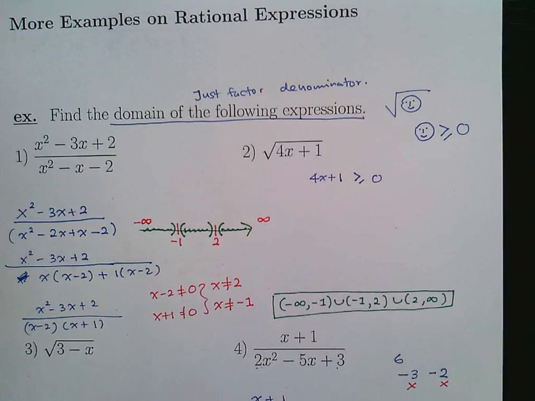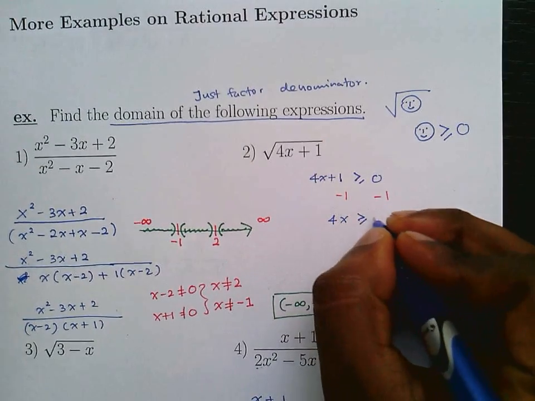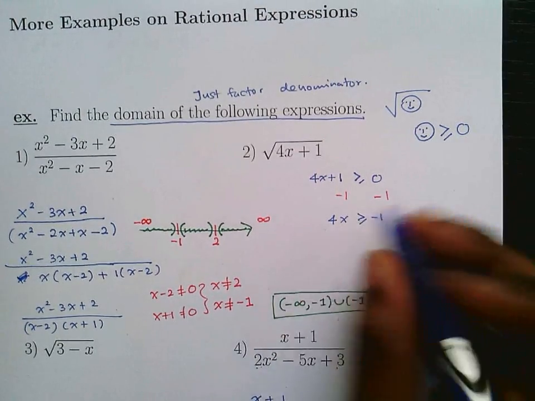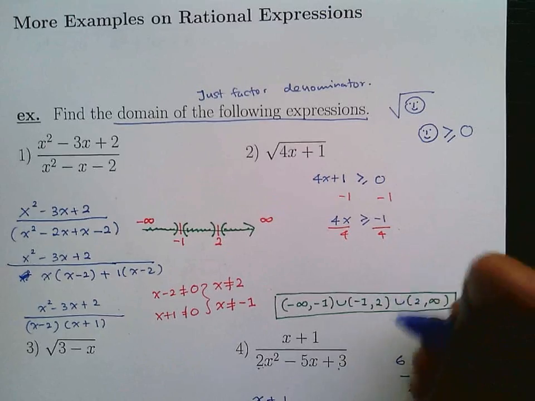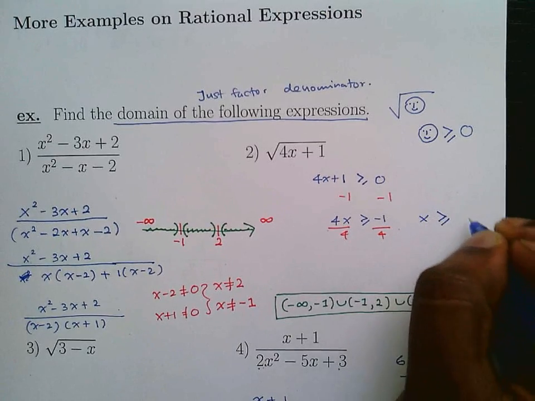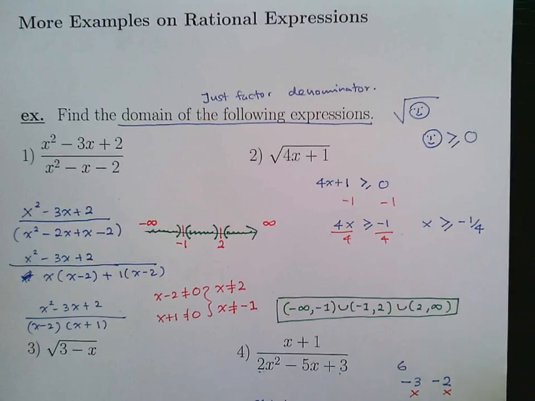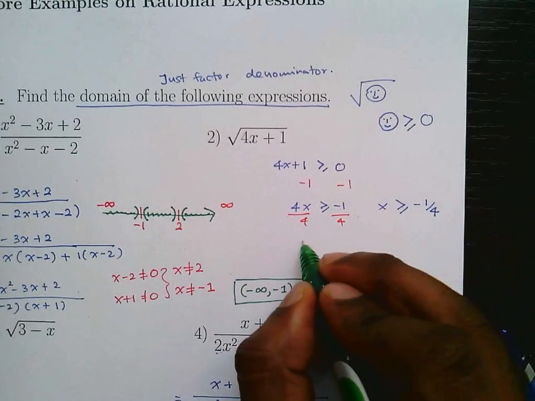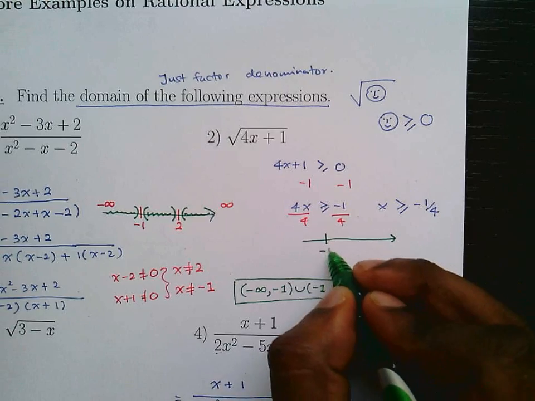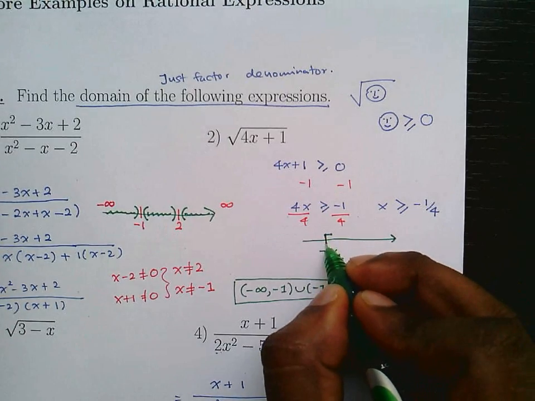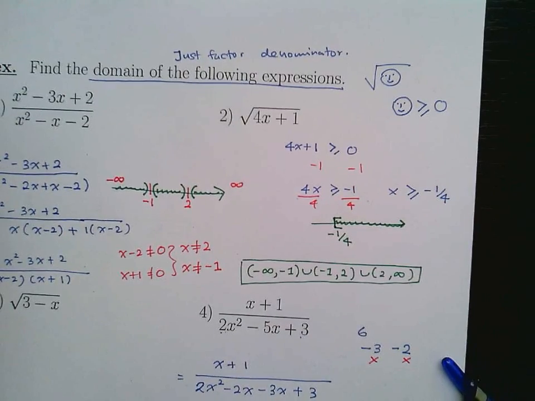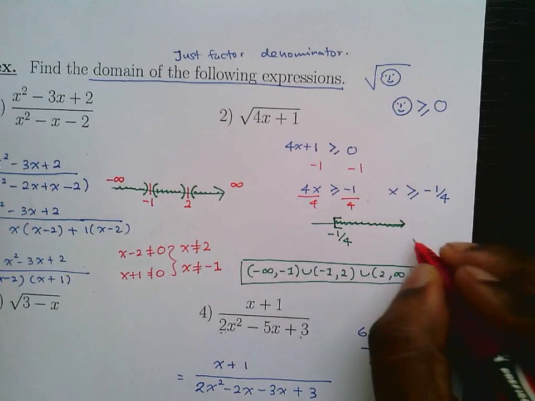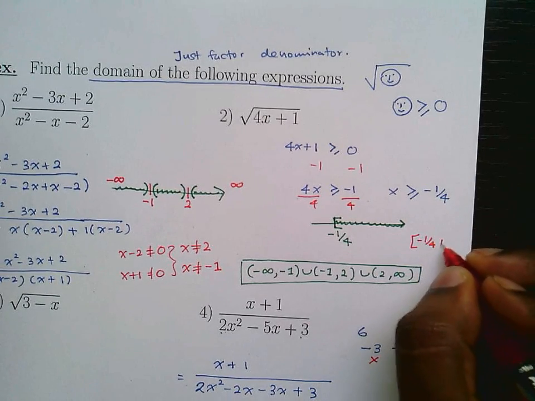Subtract 1 from both sides, so you get 4x is greater than or equal to negative 1, and then divide by 4, so you get x is greater than or equal to negative 1/4. How do you do it on the number line? Negative 1/4 is here. X is greater than or equal, so it's all these numbers. So in interval notation, that would be negative 1/4 to infinity.